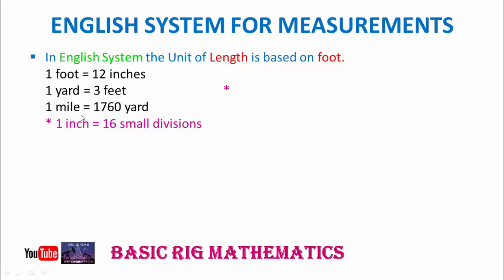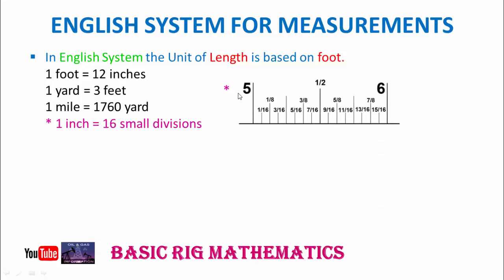Here is important thing, 1 inch is equal to 16 small division. In the scale you can see there is a 5 to 6, there is a total 1 inch, and in the 1 inch there is a total small 16 division, 1 2 3 4 8 12 and 16. The small division is 1 over 16, this 2 over 16, which means 1 over 8, 3 over 16, 5 over 16. This is actually 8 over 16, which means 1 by 2.